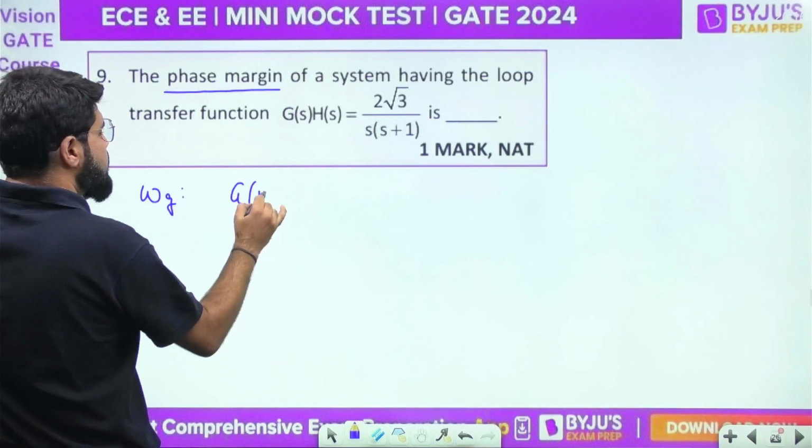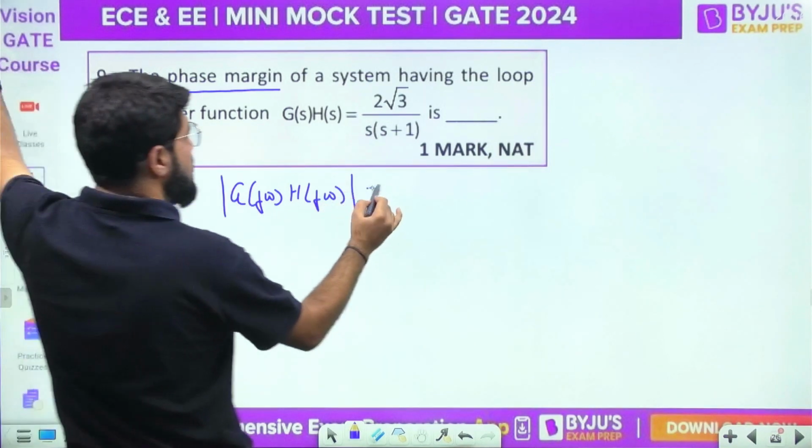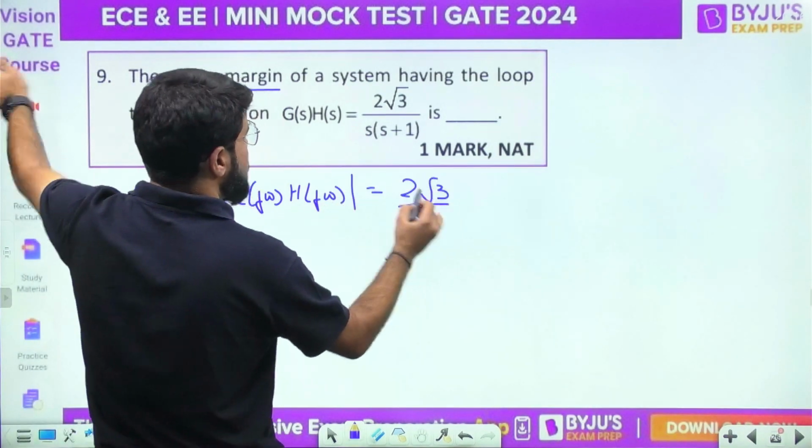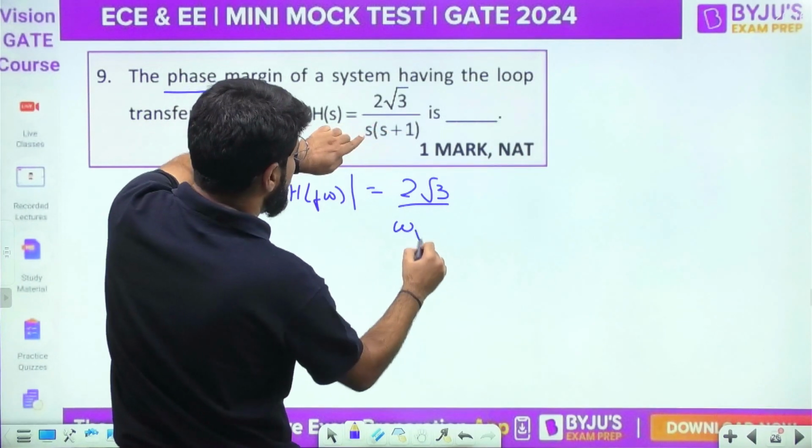So what is the modulus of G(j omega)H(j omega)? What will be the magnitude function? Look, the magnitude of 2 root 3 is 2 root 3. What will this be? S equal to j omega, magnitude is omega, times 1 plus j omega.